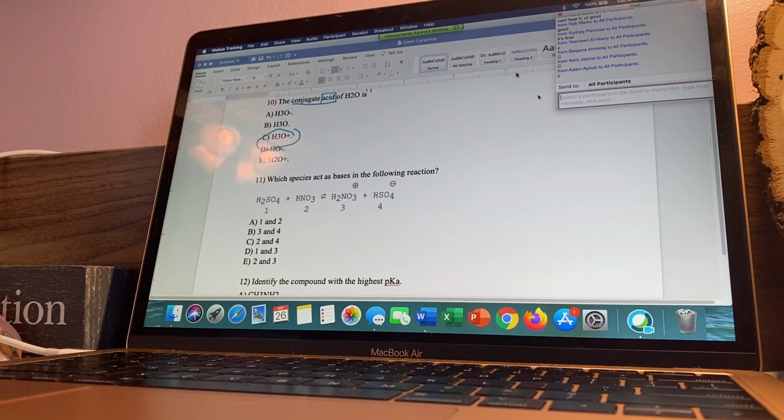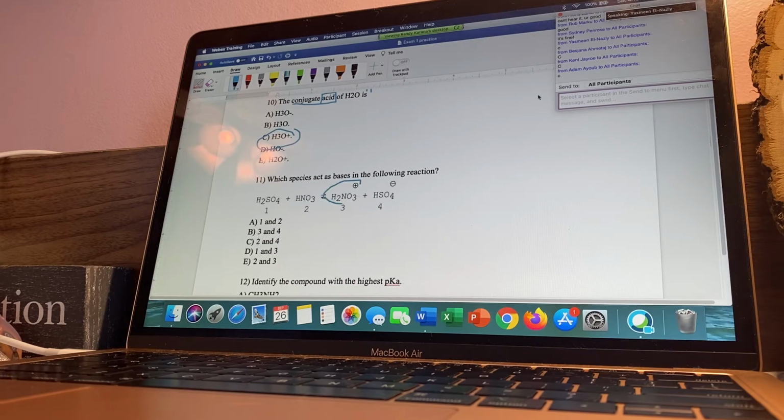Yeah, so most people are getting this. Good. So can someone walk me through this? I can. Okay, so basically what I did was I looked at the H2NO3 and it's positive, so it accepted hydrogen. Exactly. So you're at the product side right now. Yeah, so then that's your conjugate base. So then on the opposite side, yeah, this is your conjugate acid.